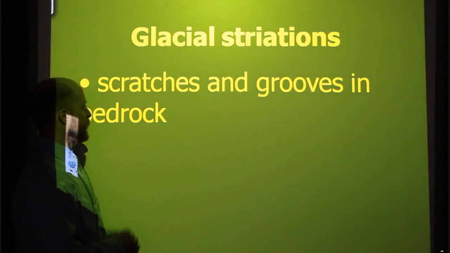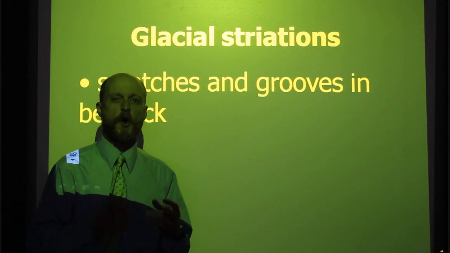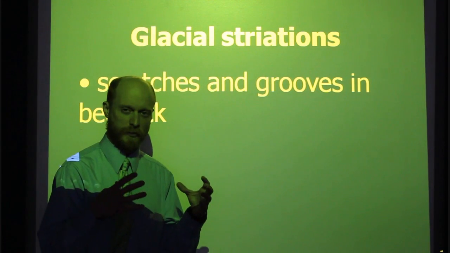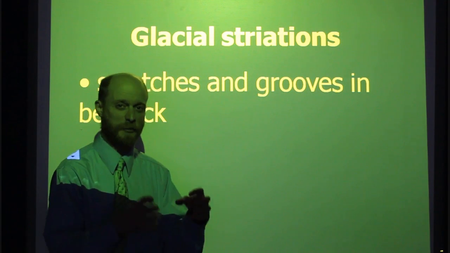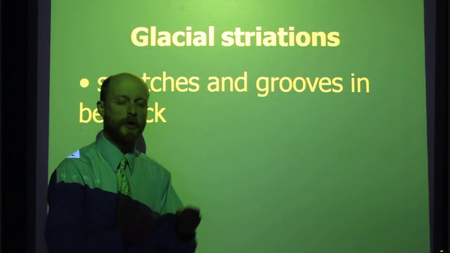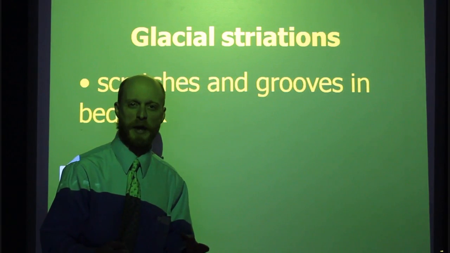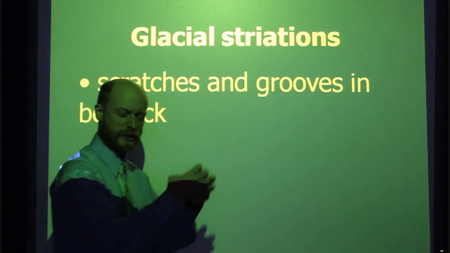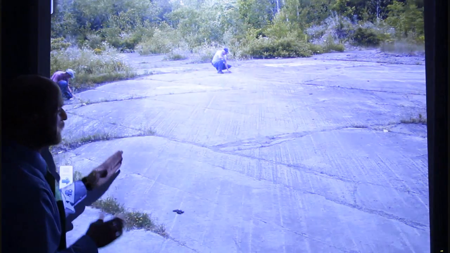Glacial striations, scratches and grooves in the bedrock. When the glacier moves, it has boulders and smaller rocks often frozen into the ice on the bottom and sides of it. So when it moves, I heard it described as like ice-filled sandpaper. Those rocks in the glacier will scratch that bedrock, and it can scratch big grooves in that bedrock, creating glacial striations. And you can see them here.